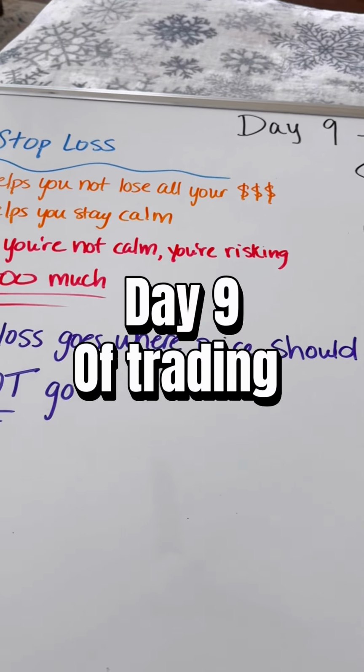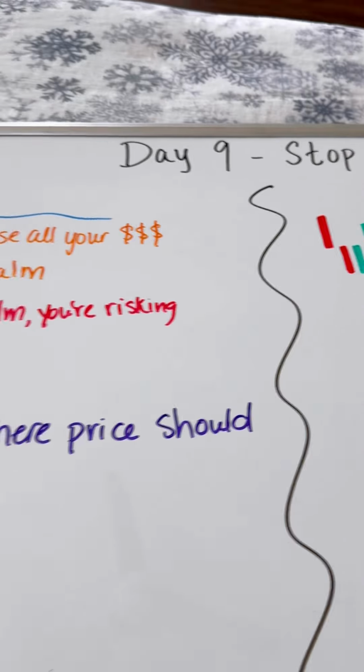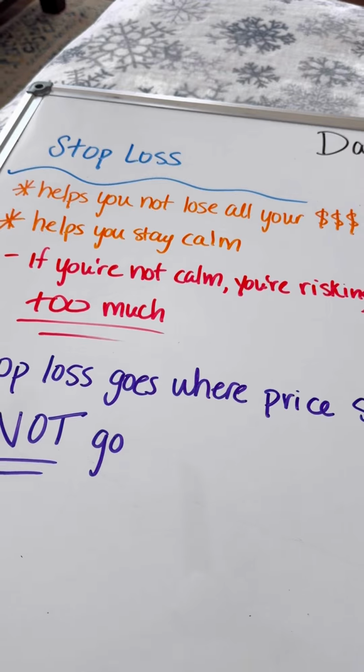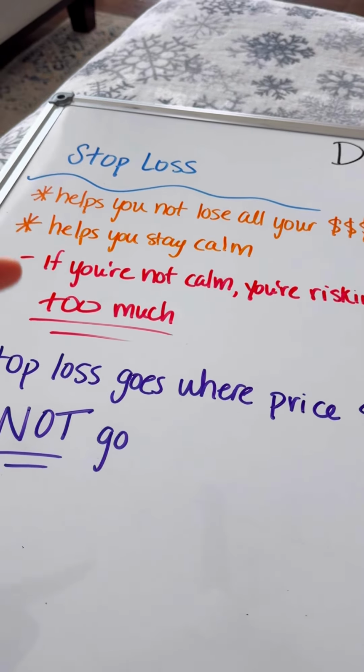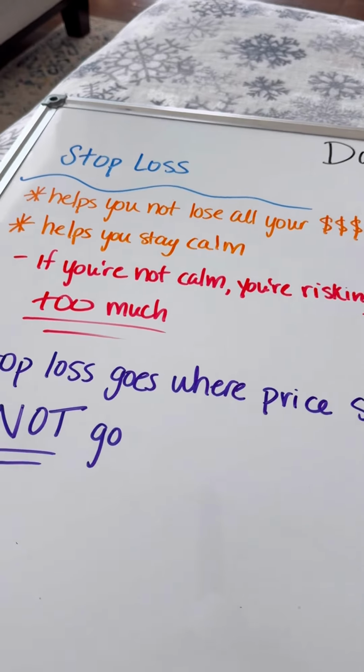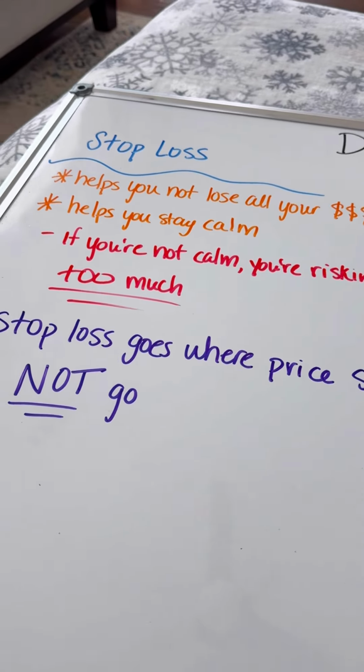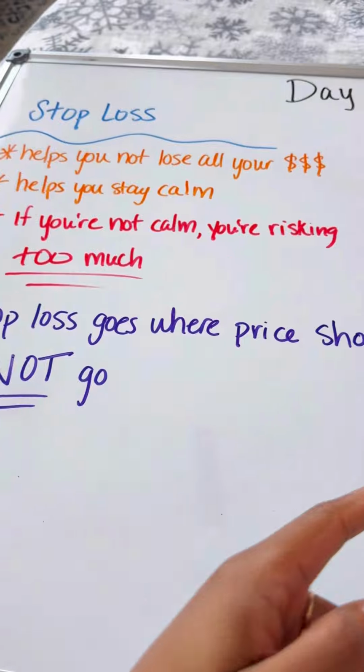Where should you put your stop loss when you're on a downtrend and it's selling? Remember that a stop loss is meant to help you not lose all your money. It's supposed to help you stay calm. So if you're not calm, you're risking too much money or the amount of lots you're using is too large. Your stop loss should go where you don't want price to go.